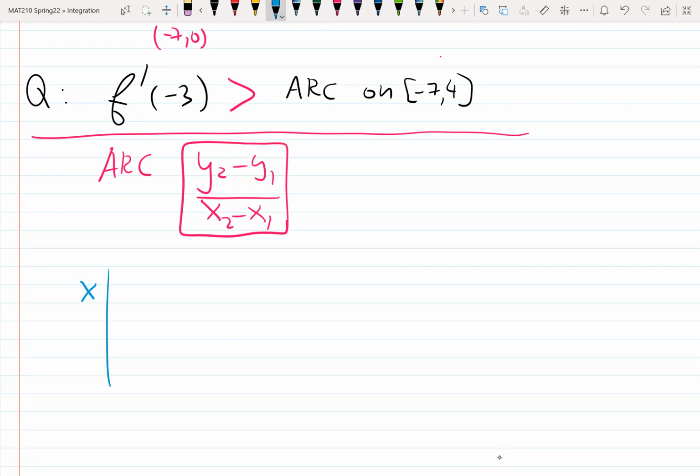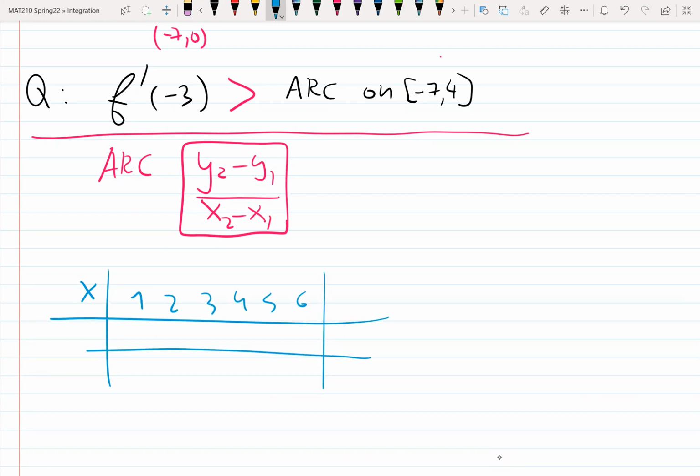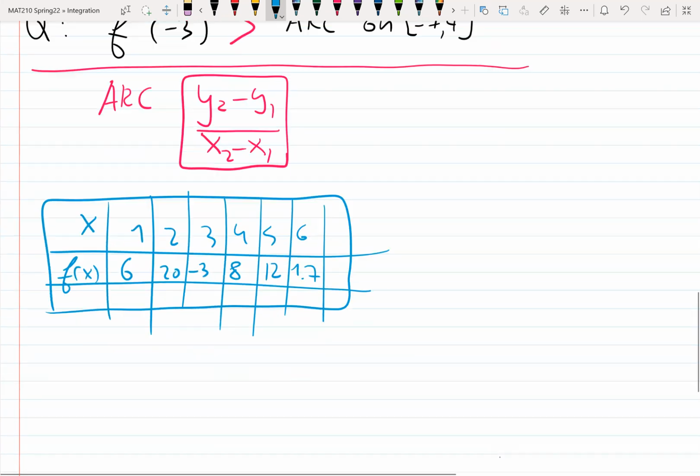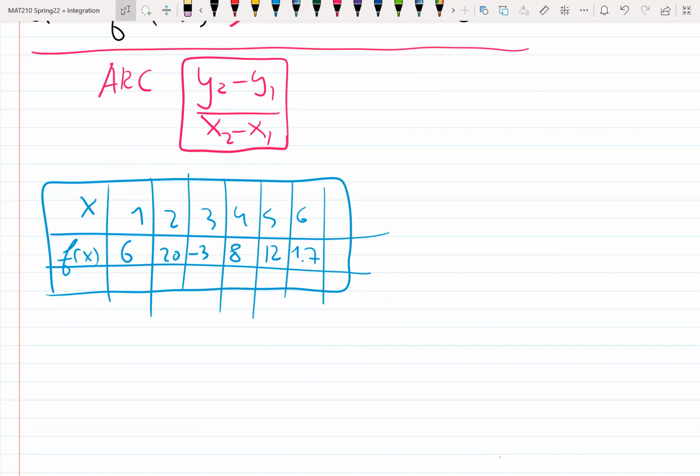So we give you the input, 1, 2, 3, 4, 5, 6, and the output, 20, minus 3, 8, 12, 1.7, whatever. That is f of x. And they give some backstory: calculate the average rate of change of the given function over the interval and specify the units of measurement. One is like days, the other one is dollars, whatever. Some kind of backstory behind all of this. So find ARC over any kind of interval.